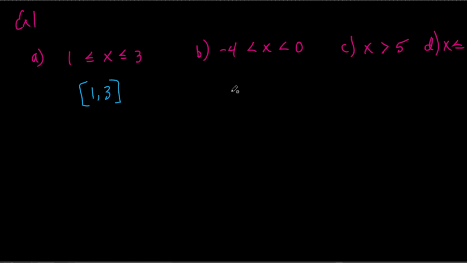What about this one? Put a negative 4 comma 0. Now, what's going to go on the outside of here? Both parentheses, right? Because you don't have an or equal. The reason we put a bracket is because both of them had or equal.